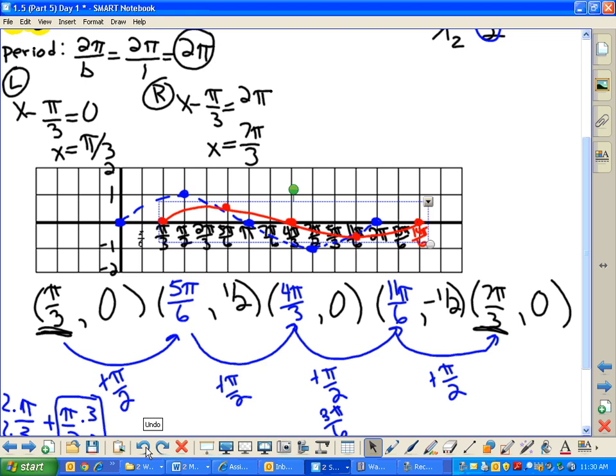Go ahead, Richard. This may just be a smidge off topic, but I'm just kind of wondering the application of graphing this. Like, I understand how to do it, but I want to know what kind of problem would you see? Okay, so we're going to do word problems in a little bit.